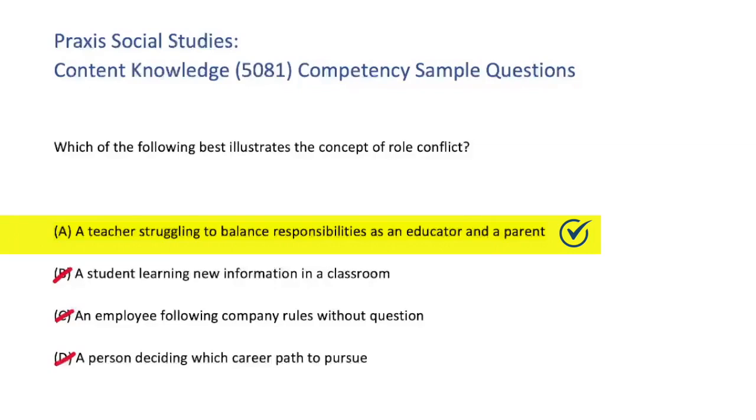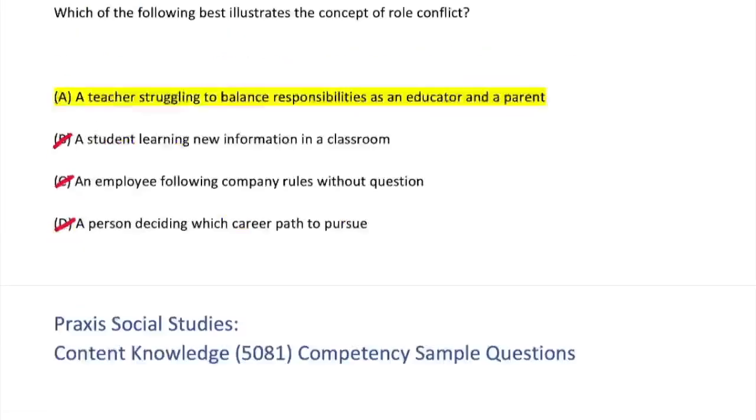That leaves us with the best choice, which is option A, a teacher struggling to balance responsibilities as an educator and a parent. That's two roles pulling in different directions, which is indicative of role conflict.